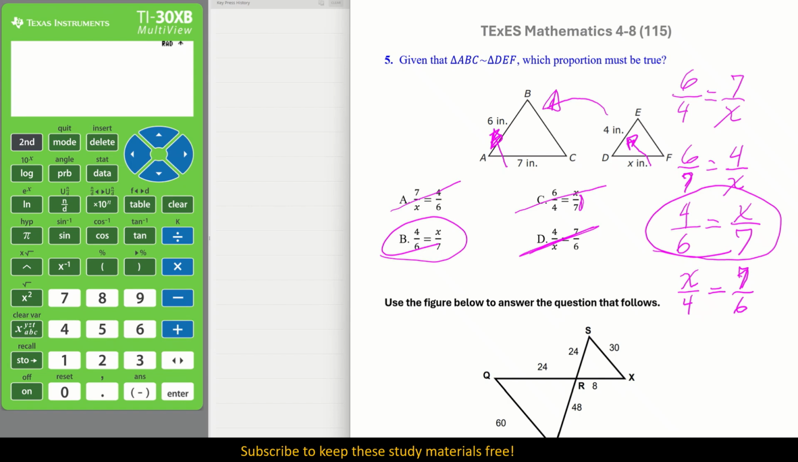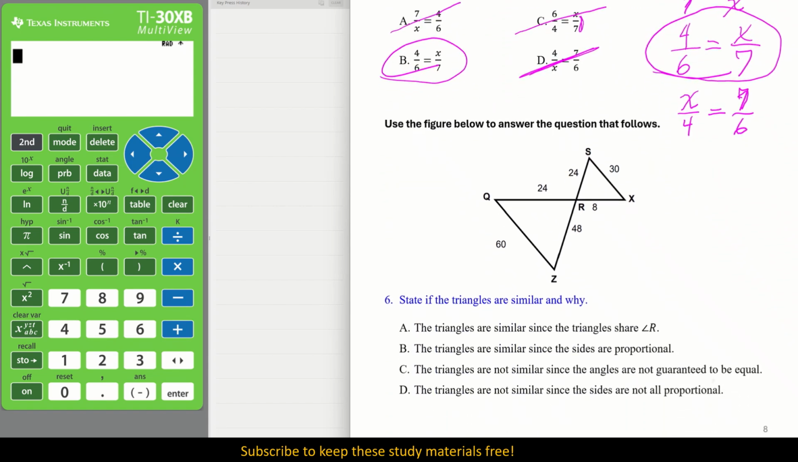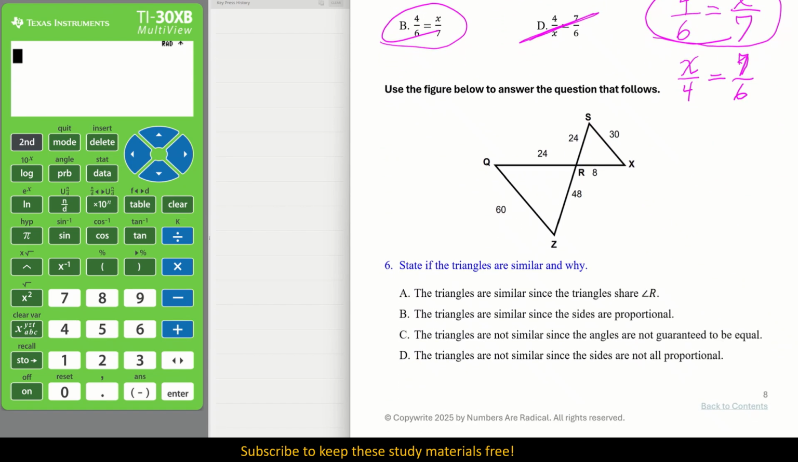Yes, there are a lot of ways to write it, and there are also a lot of ways to make mistakes. You must make sure everything corresponds. No matter how you write it, your ratios are consistent. Just once you get started, you have to be consistent. So B is verified. All right, now let's look at number 6.